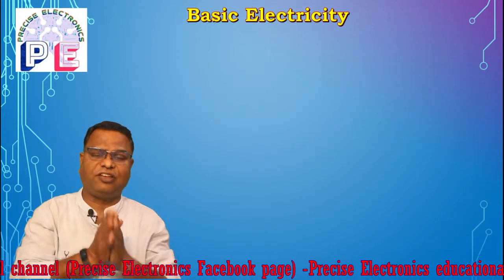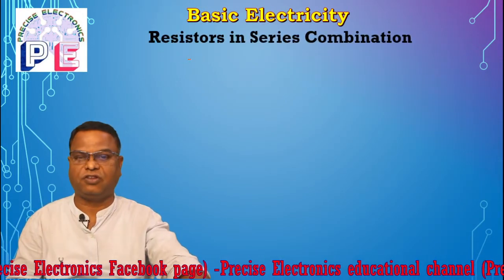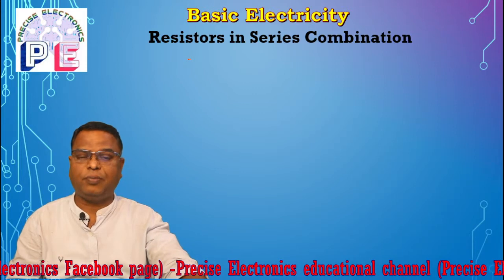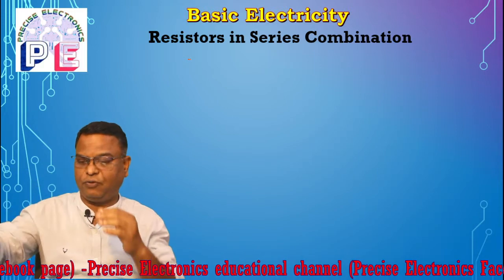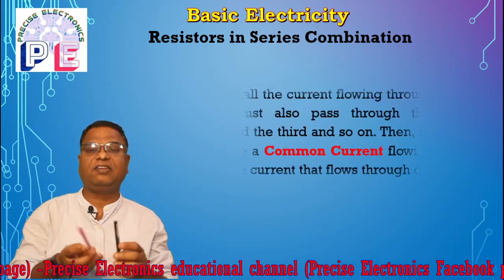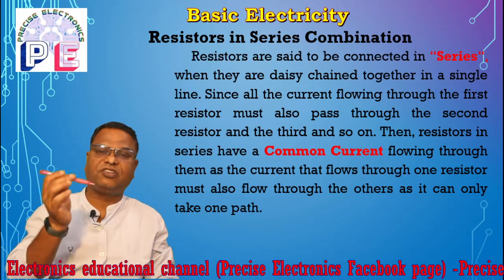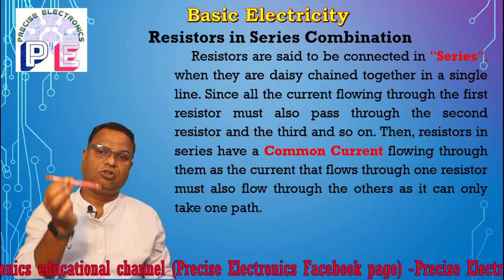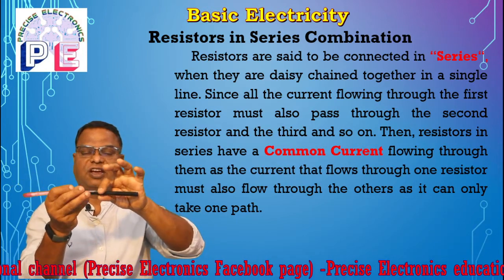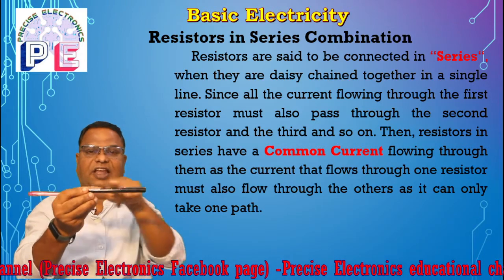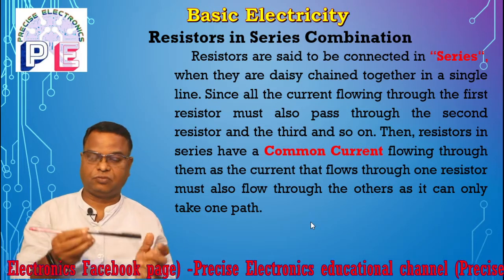Now friends, in this lecture, in this topic, we are going to study the series combination of resistors. In series combination, the resistors are said to be in series when they are connected in a single line. What is a series combination? When the resistors are connected in a single line. Suppose this is one resistor, this is another resistor. These resistors are connected in such a way that there is a single line. So these resistors are said to be in series combination.